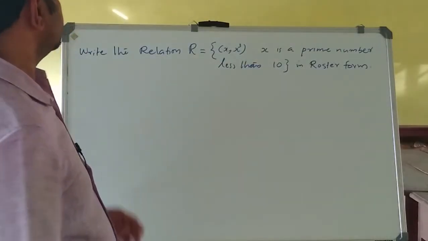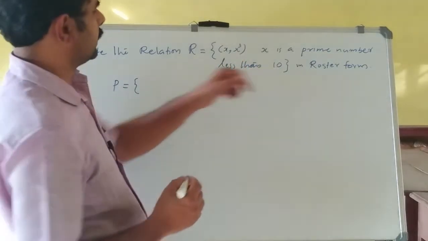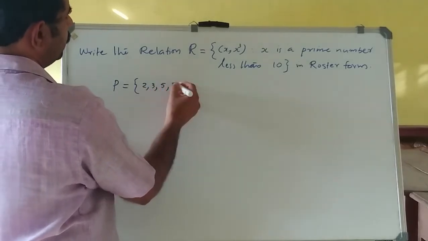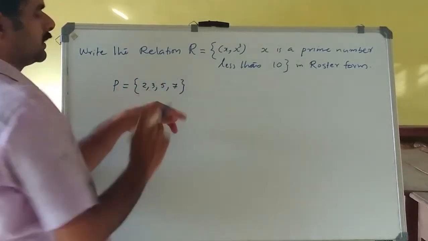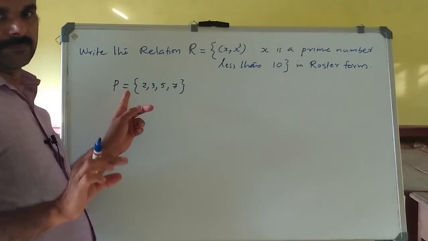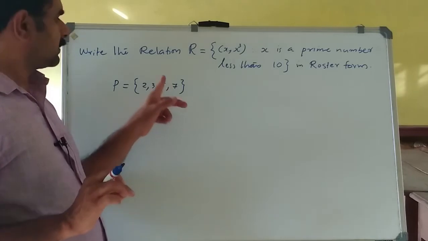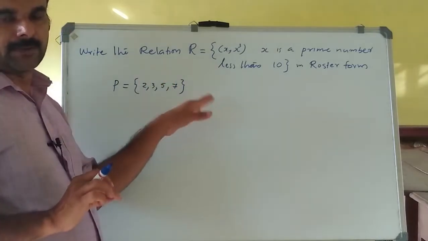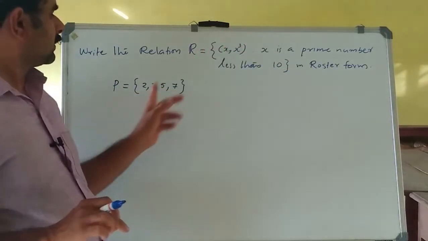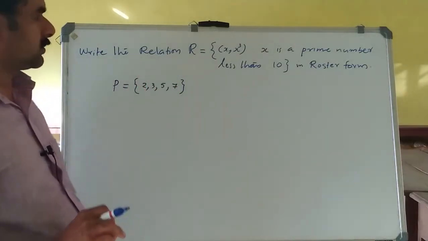What is a prime number? Suppose it is p, prime numbers less than 10. The least prime is 2, then 3. 4 is not a prime because 4 can be split as 2 into 2. 5 is a prime, 6 is not a prime, 7 is a prime, 8 is not a prime, 9 is not a prime, because 3 into 3 is 9. Up to 10, these are the prime numbers. So you can select these as x values.